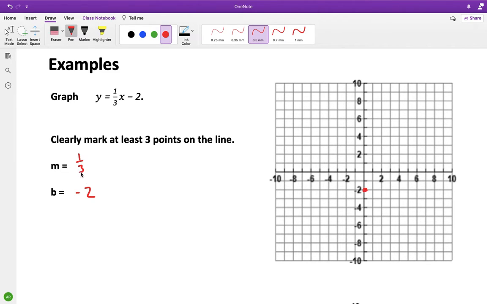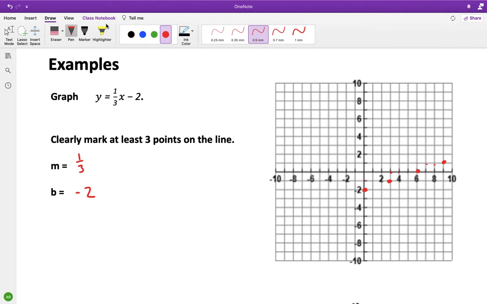Then I'm going to use the slope to place additional points. In this case, we're going up 1, right 3. I know it's up because the slope is a positive number. So I'm going to go up 1, right 3, up 1, right 3, up 1, right 3. I'm doing this quickly, but what I'm doing is counting up 1, then over 1, 2, 3, up 1, then over 1, 2, 3.